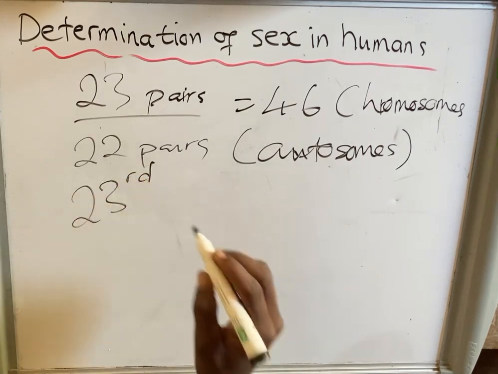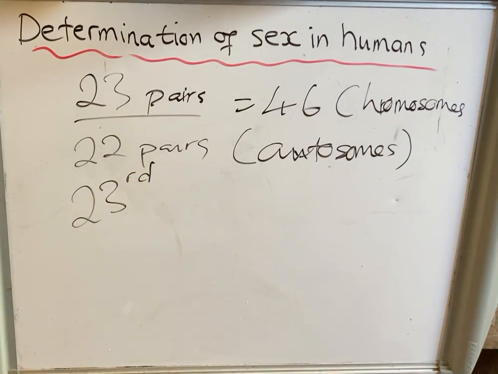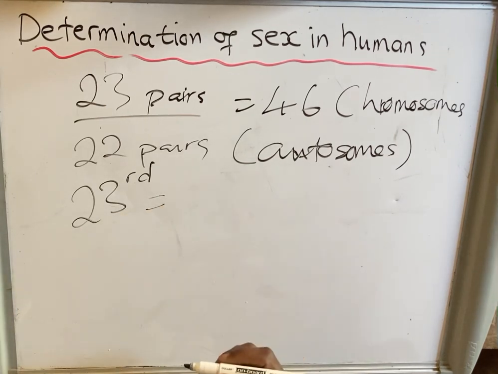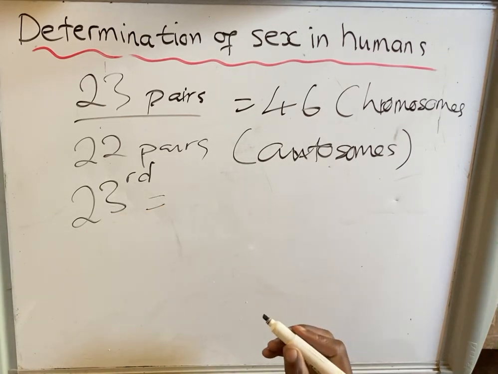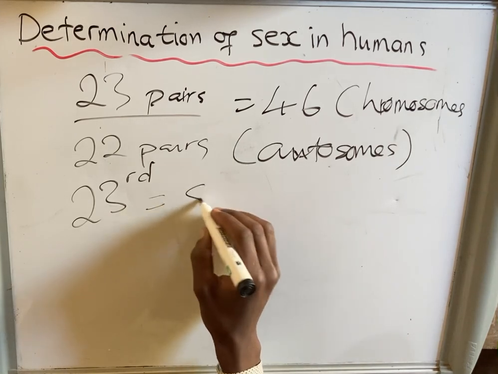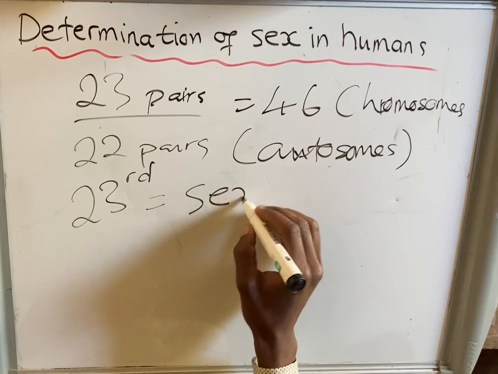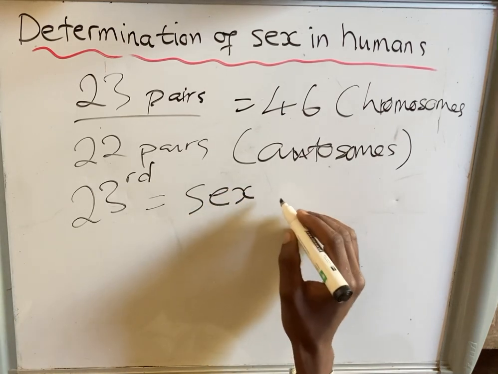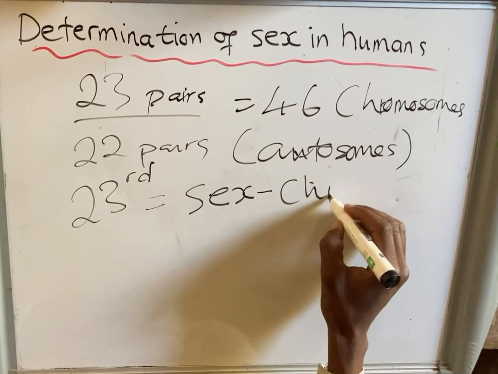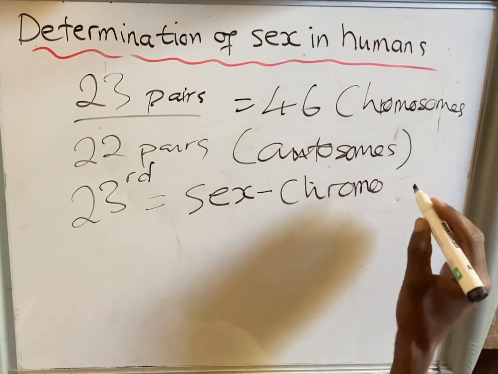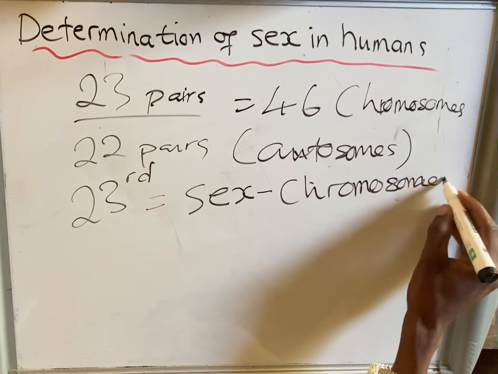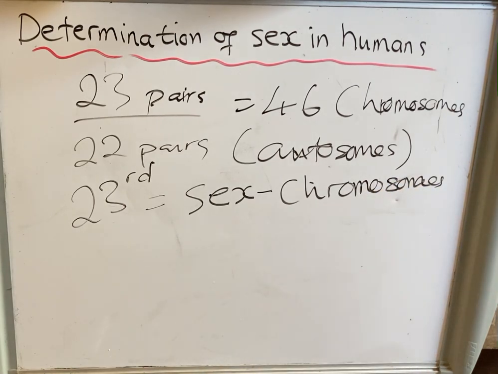Now the 23rd pair, meaning the last pair, controls the sex characteristics, and therefore they are called the sex chromosomes. So the determination of sex is controlled by what are called the sex chromosomes. Now we need to know the sex chromosomes in humans.